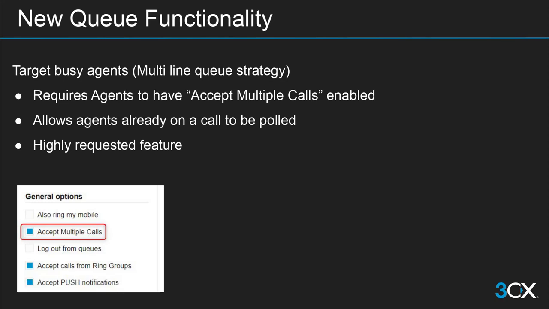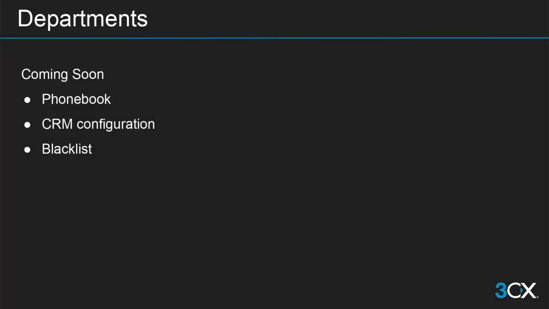However, a lot of companies want their agents to be focused on the customers. So if a user has accept multiple calls active and the option enabled in the queue, if a person is on any other type of telephone call, they will be notified for a second call coming in. A big focus has been given to the departments, and a lot of power has been given to them. But we will be increasing the functionality and the power of the departments in the future as well.